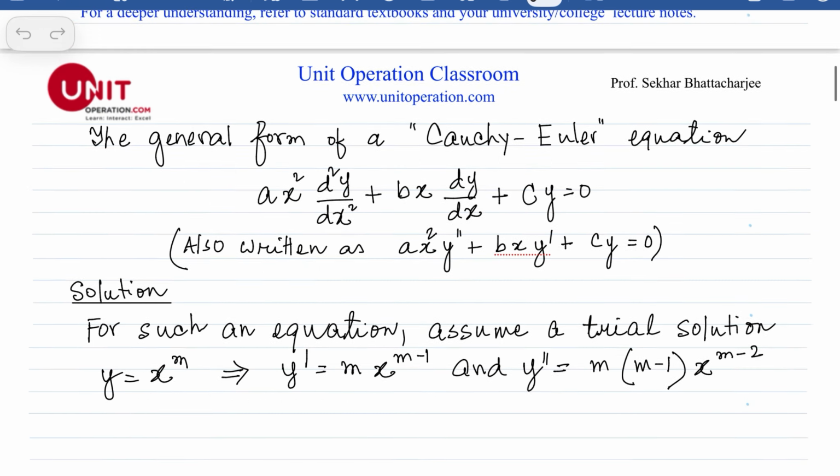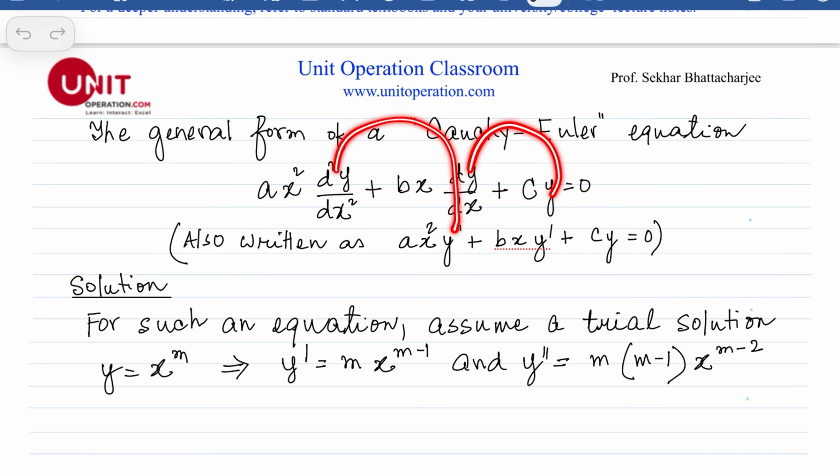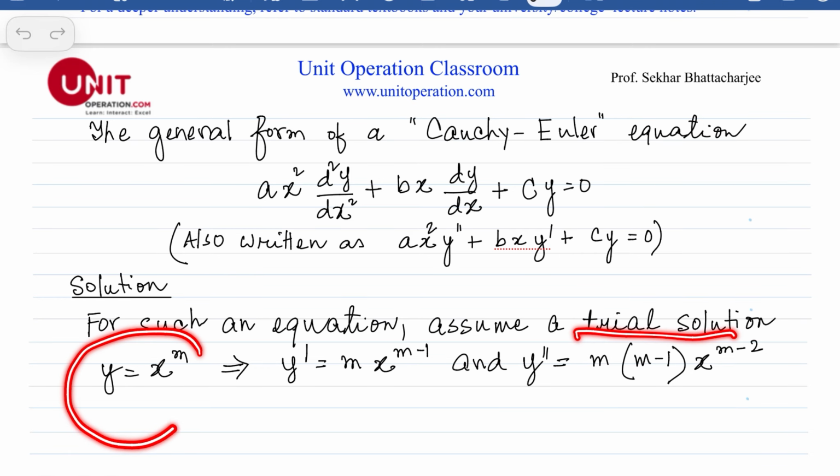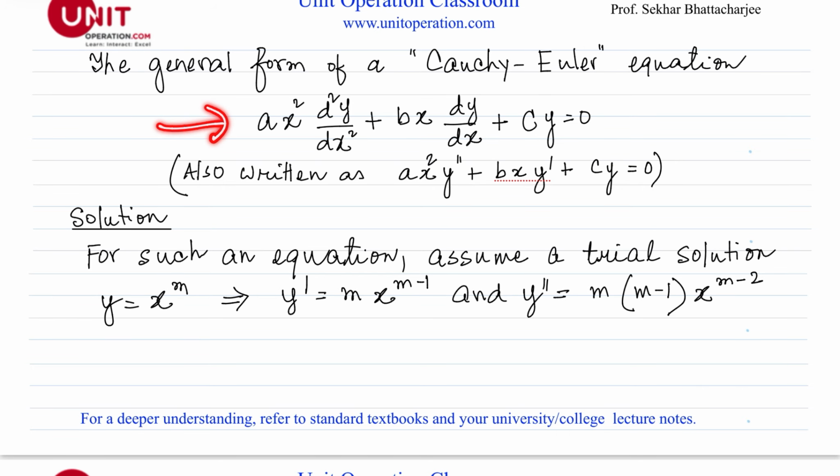and we apply the two given initial conditions. The general form of the Cauchy Euler equation is given by this, where A is a constant and B is a constant. This can be written with y double dash and y single dash. For such an equation, assume a trial solution. This is very standard for a Cauchy Euler equation. We'll see how it differs from the standard ordinary differential equation with constant coefficients, and how to identify and recognize that this is a Cauchy Euler equation.